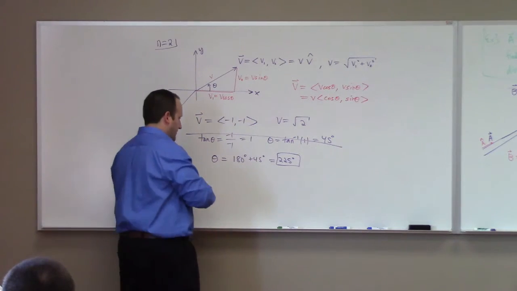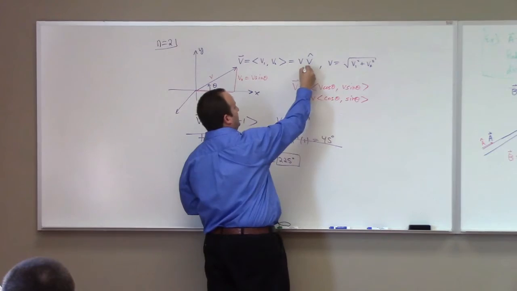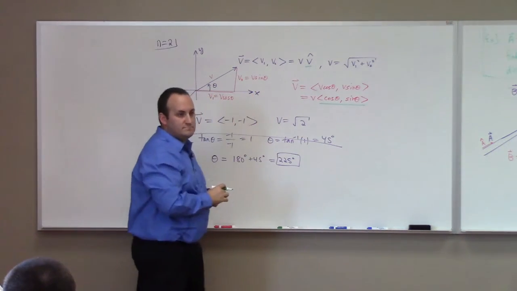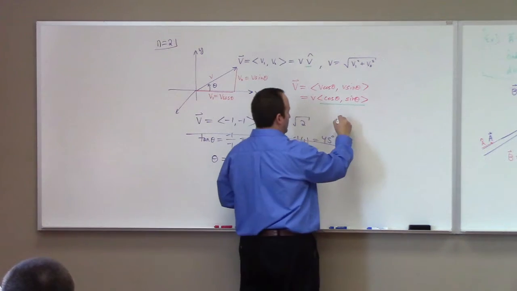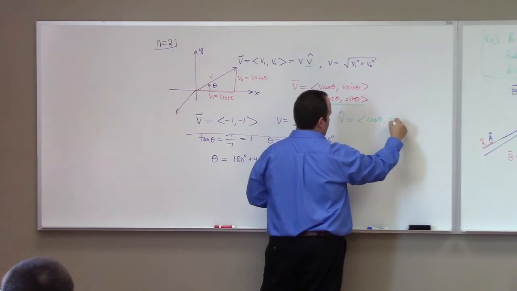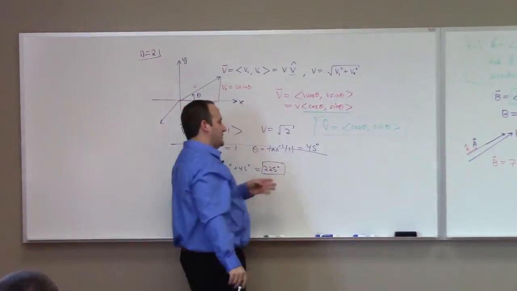Well, compare. Here's your v hat. In other words, there's a direct relation between v hat and the standard angle, and here it is. So if I want to create a unit vector in the theta direction, I can use this boxed formula.